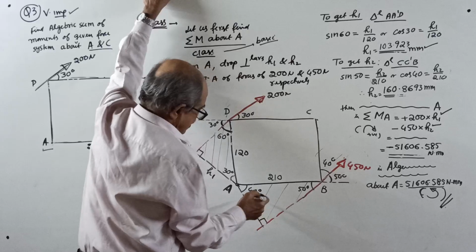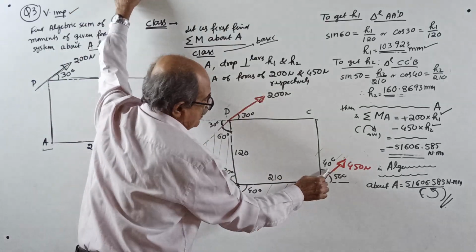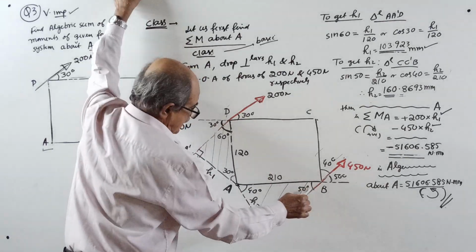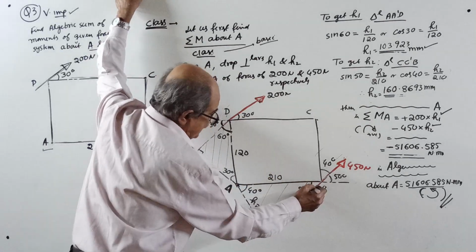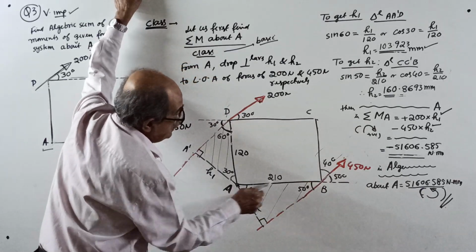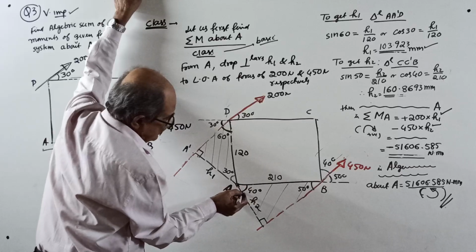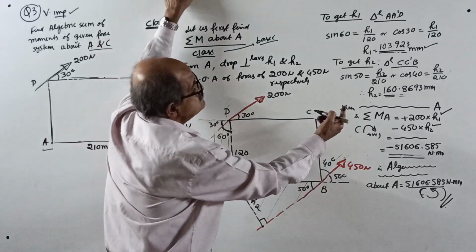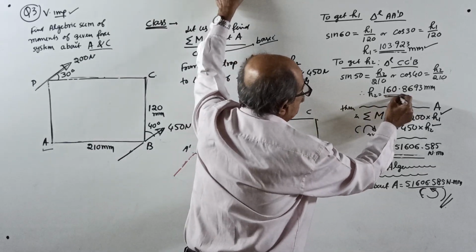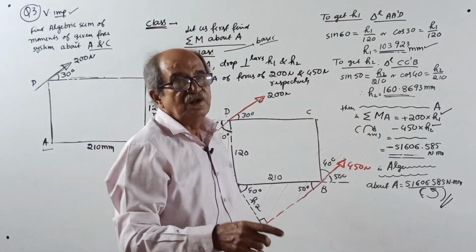Now here, H2: 40 degrees, 40 degrees, 50 degrees, 50, 40. To get H2, you can use sin 50 equals H2 by 210, or you can write cos 40 equals H2 by 210. Anything, H2 will come 160.8693 millimeter.